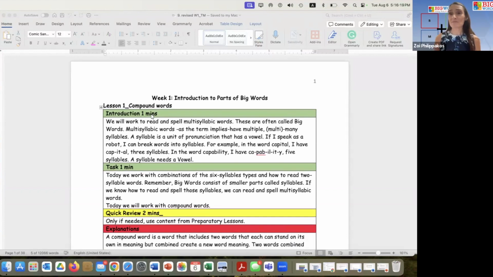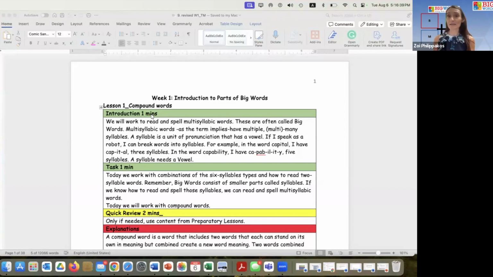We're going to practice at the beginning of a lesson. We will work to read and spell multisyllabic words. These are often called big words. Multisyllabic words, as the term implies, have many syllables. A syllable is a unit of pronunciation that has a vowel.